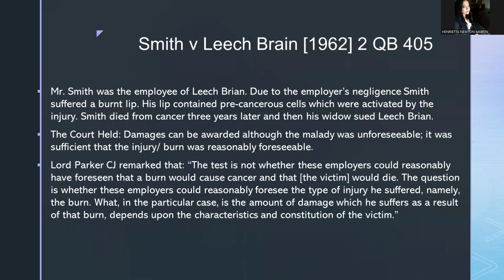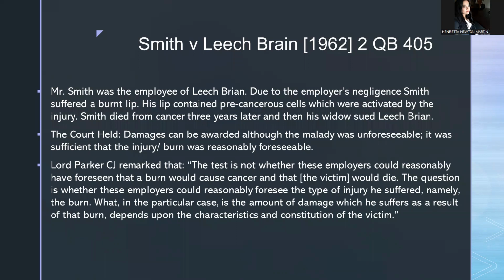Next is, we already did this case, Smith versus Leach Brain. If you remember that, the employee's lip got burnt while he was pursuing some duties. And when he had a burnt lip, it triggered the precancerous cells and it was activated. And as a result, Smith died from cancer 3 years later. And then his widow sued this company, or the person, the employer, Leach Brain. And the court said that damages can be awarded although the malady, that is the sickness, was unforeseeable. It was sufficient that the injury or the burn was reasonably foreseeable.